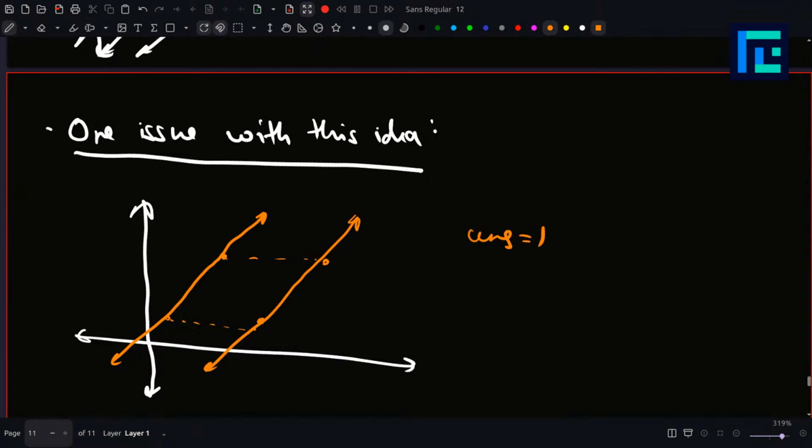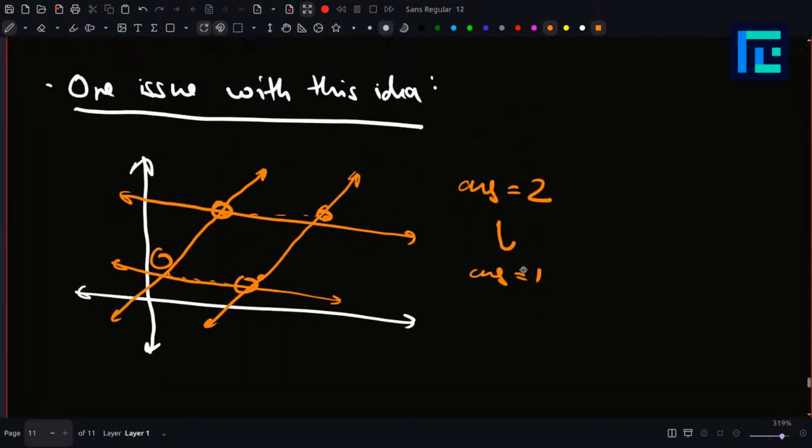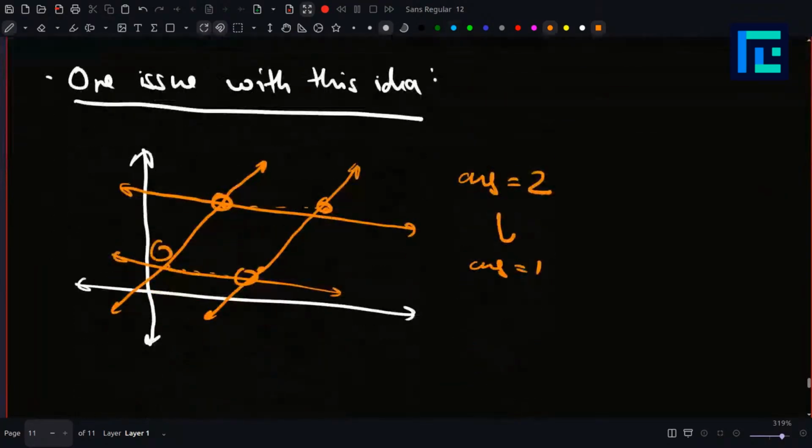But what happens is these two lines are also parallel. These two lines are also parallel and they also have different intercepts. So again, we do ans plus equal to 1, and our answer becomes 2. But actually, our answer should be only 1, because both of these slopes are forming the same shape itself, right?